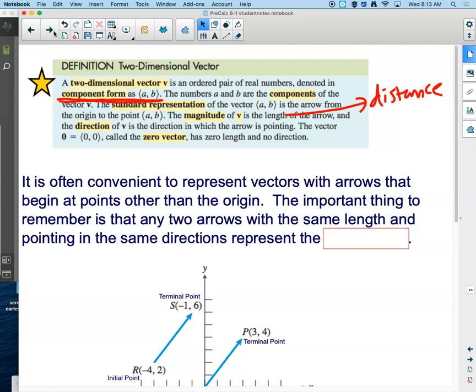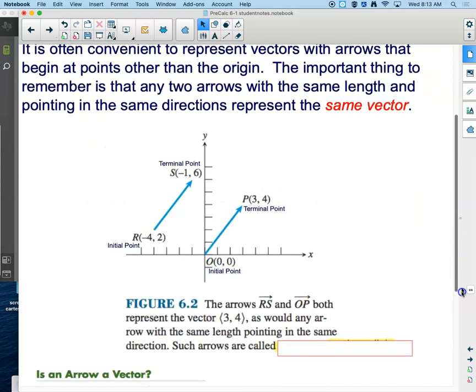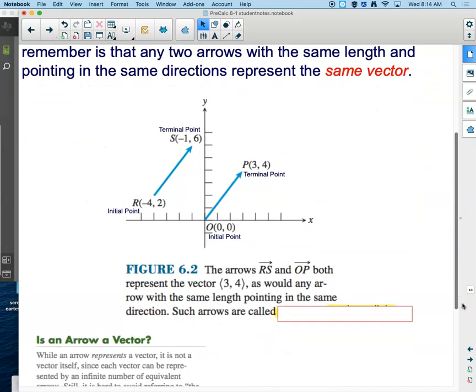It's often convenient to represent vectors with arrows that begin at points other than the origin. The important thing to remember is that any two arrows with the same length pointing in the same direction represent the same vector. So just because the vector doesn't start at (0, 0) doesn't mean that there's not another vector just like it somewhere else. And here we have an example of those two. So we have vector RS and vector OP. The arrows for vector RS and OP both represent the vector ⟨3, 4⟩, as would any arrow with the same length, pointing in the same direction.